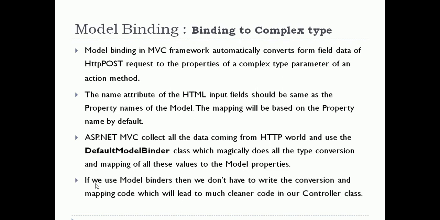Now if we use model binders, what is the advantage? We don't have to write the conversion and mapping code. If you are using the traditional method, you have to copy each and every value into our property, and before that you have to do the conversion also. So definitely that process gets avoided and your code will be much cleaner in the controller. Now let us see what happens inside the model binding.